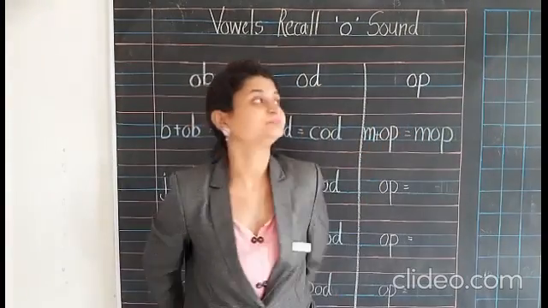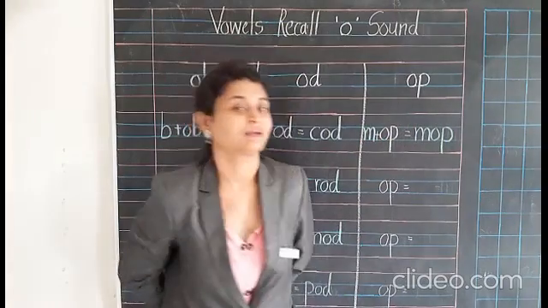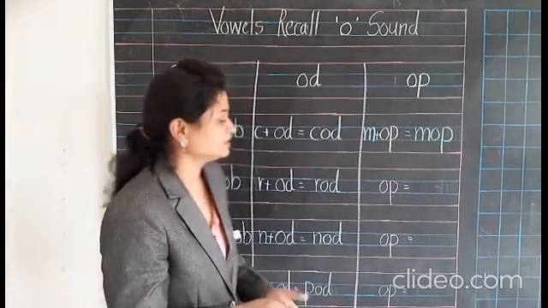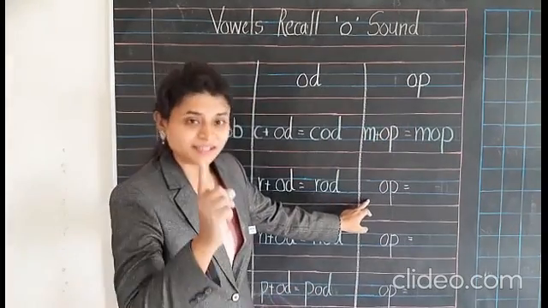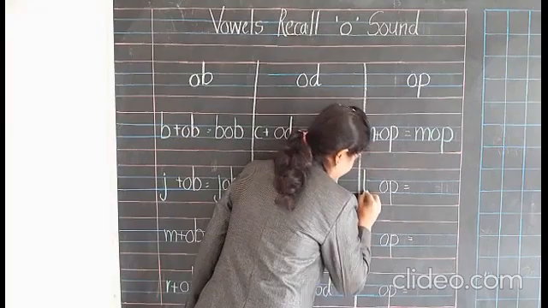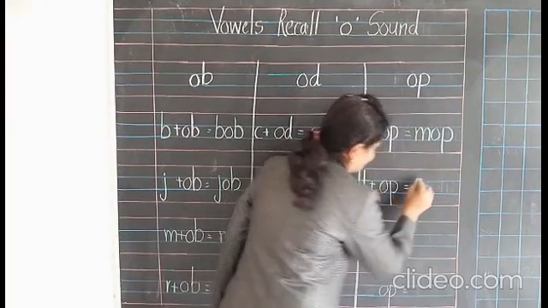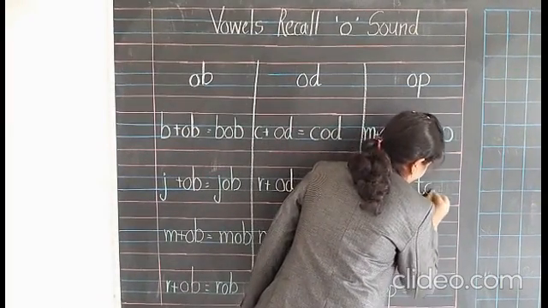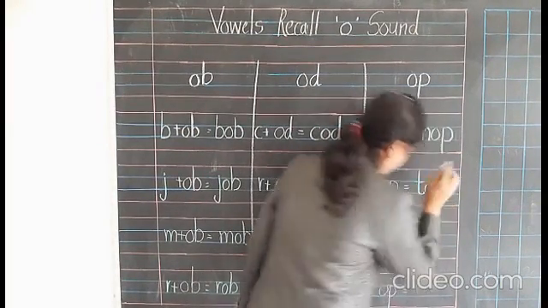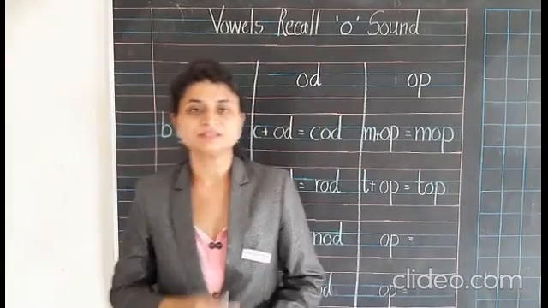Next is, correct. D. For D, which letter will I write here? Correct. T. T, O, P, top. T, O, P, top.